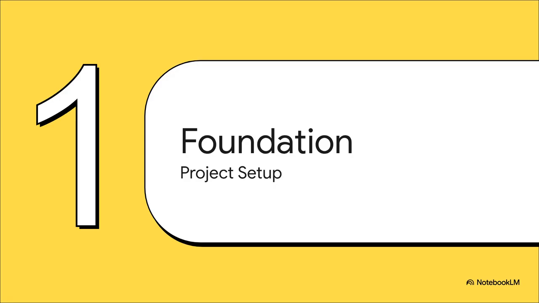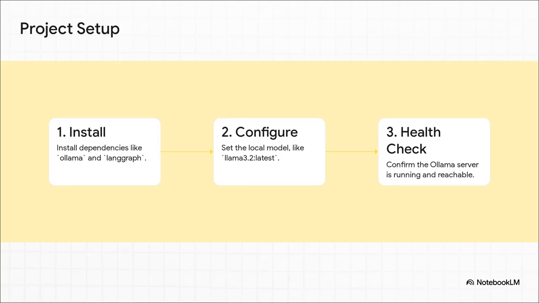All right, before we can start building anything cool, we need to lay a solid foundation. So first things first, we've got to get our project environment set up so that everything runs smoothly right from the get-go. Our setup is actually pretty simple. It's just 3 key steps. First, we'll install all the libraries we need. Then we'll configure our code to talk to a model running locally with Ollama, which is great for speed and privacy. And finally, we'll run a quick health check to make sure the AI is actually awake and listening before we start asking it to do things.